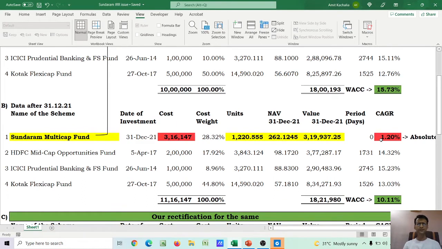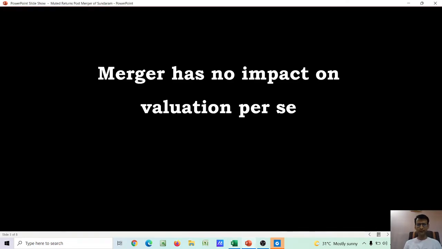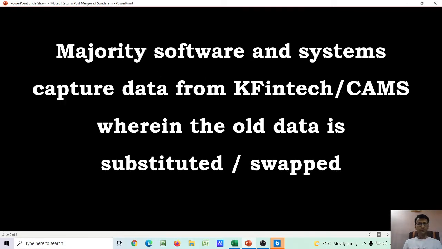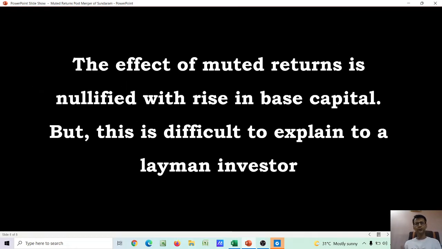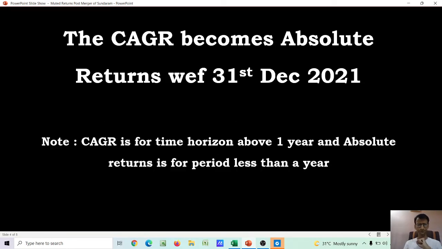Okay. So these things being technical, you can explain them in a very simplistic way, because I'm not a person who explains things simplistically. But maybe you can do a more simplistic explanation of this on pen and paper and try to explain it, that it's nothing. Your base capital has improved. So basically what is happening is, the effect of muted returns is nullified with the rise in base capital actually. Okay, but this is, as I mentioned, difficult to explain. You can try it out.